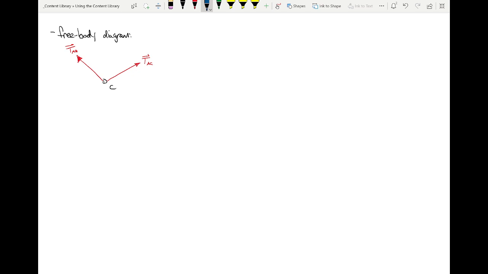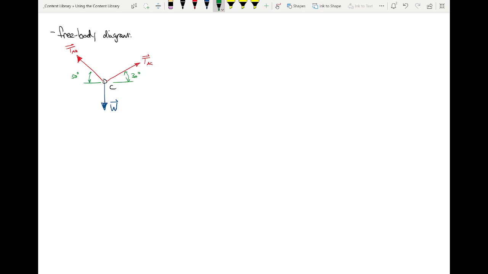Did I forget one? What did I forget? The weight. And which way is that acting? Straight down. I'll draw that one in a different color because I know that one. Just to make sure the diagram is complete with all the information I need, this is really all I care about. That's all I need to solve this problem. Everybody okay with this?